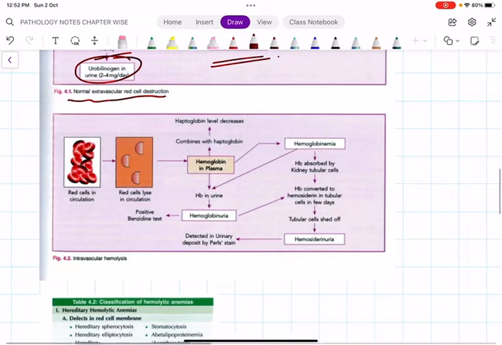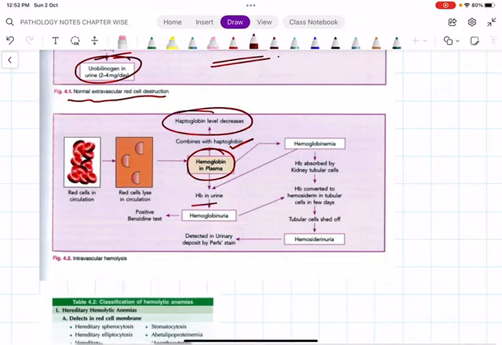What happens in case of intravascular hemolysis? The hemoglobin will be free in the plasma itself, which will combine with the haptoglobin. So the free haptoglobin level will be decreasing. The hemoglobin will be excreted in urine, leading to what we call hemoglobinuria, which will give a positive benzidine test.